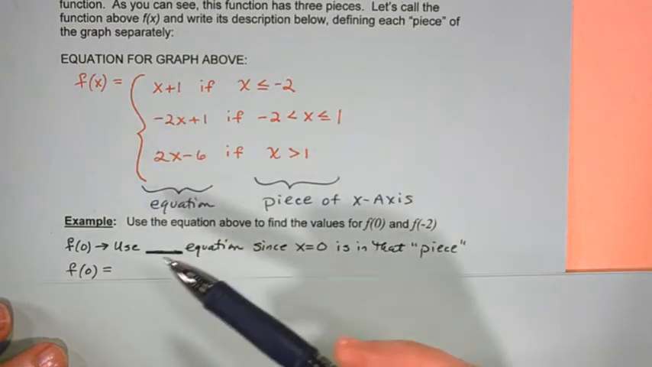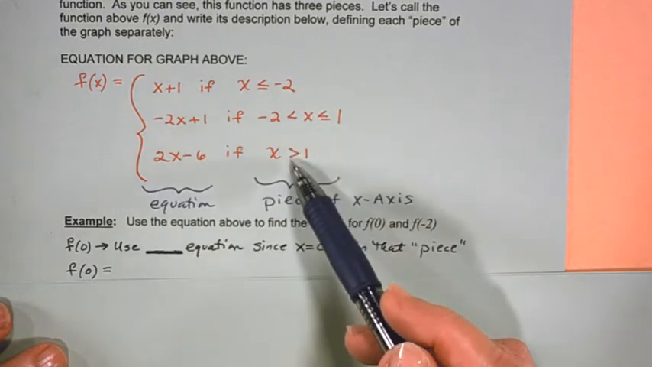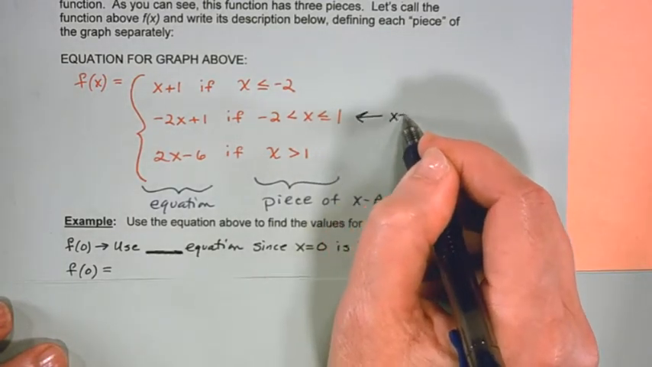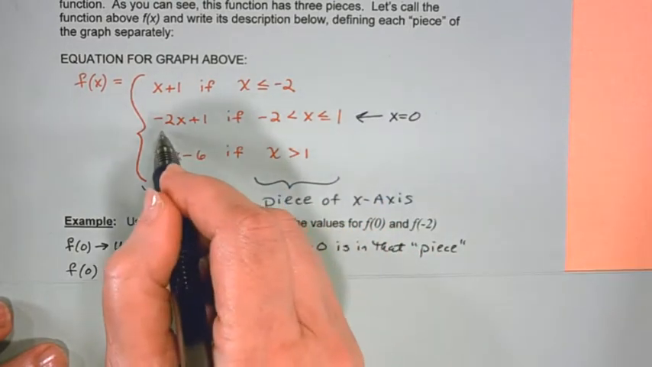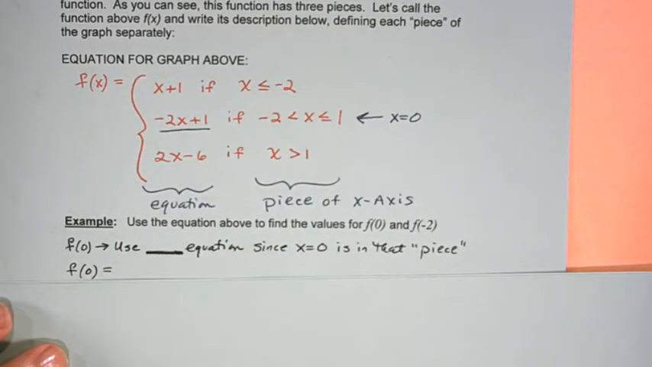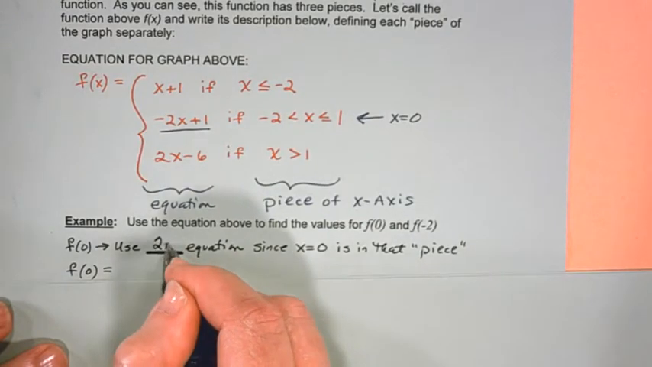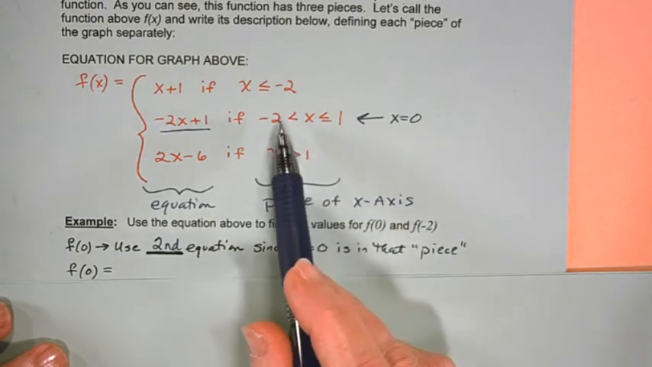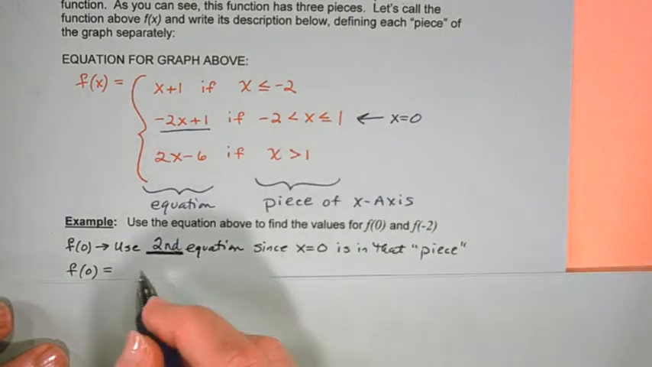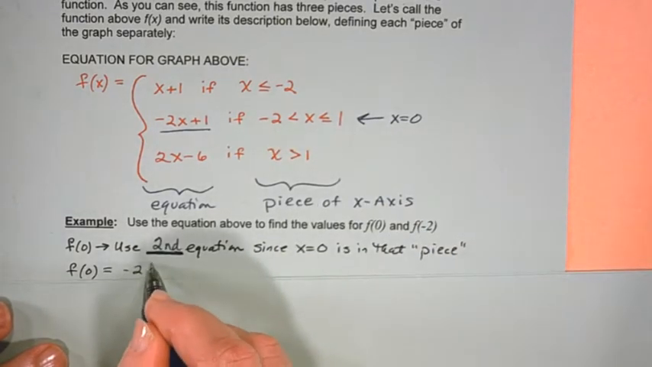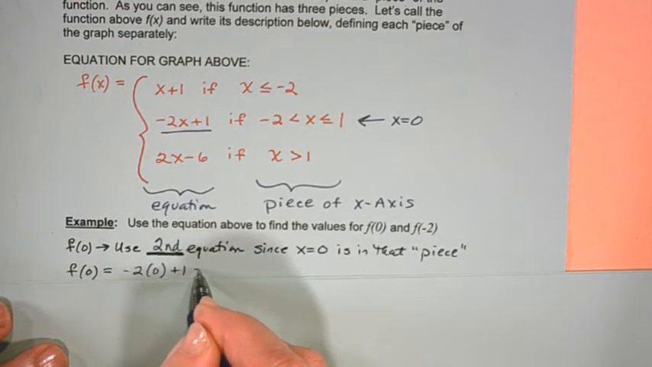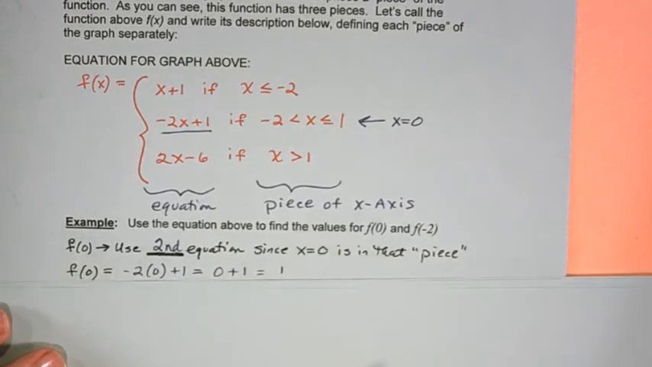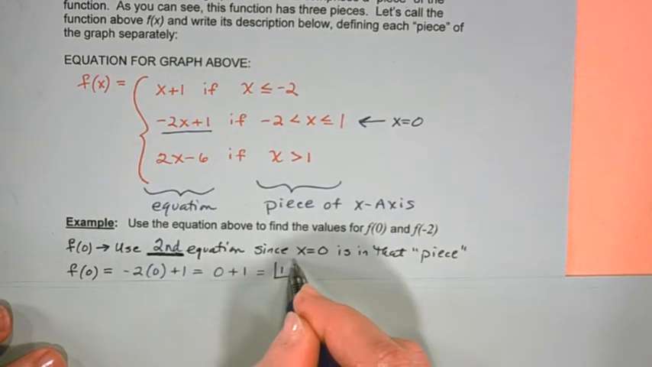So I look over at the piece to find out where x equals 0. And x is equal to 0 inside that interval. And so I'm going to use that equation. So I'm going to use the second equation because x equals 0 is in that piece. And so I'm just going to plug x equals 0 into that equation and find out the value. And I find out when x equals 0, f of 0 is 1.